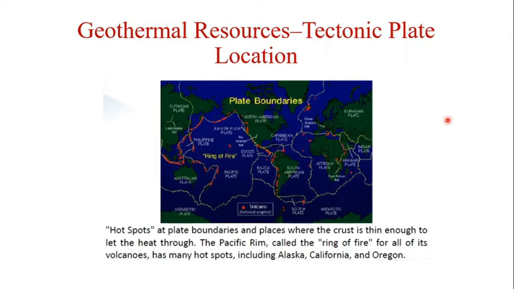Let's see the geothermal resources, tectonic plate locations. Hotspots are at the plate boundaries and places where the crust is thin enough to let the heat through. The Pacific Rim is called the Ring of Fire for all of its volcanoes, and has many hotspots including Alaska, California and Oregon.